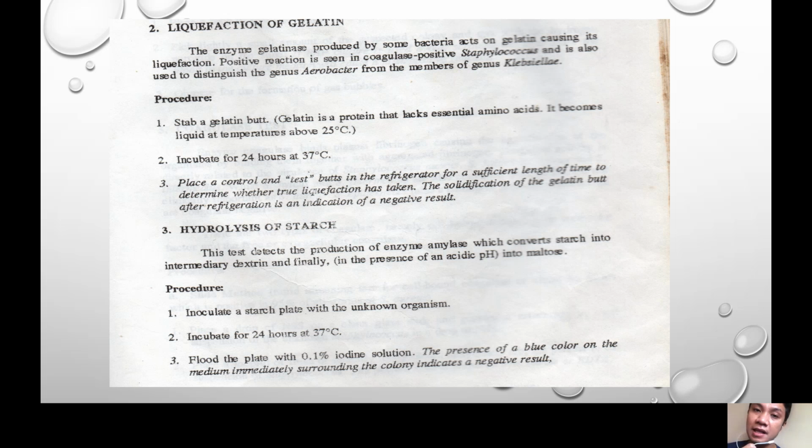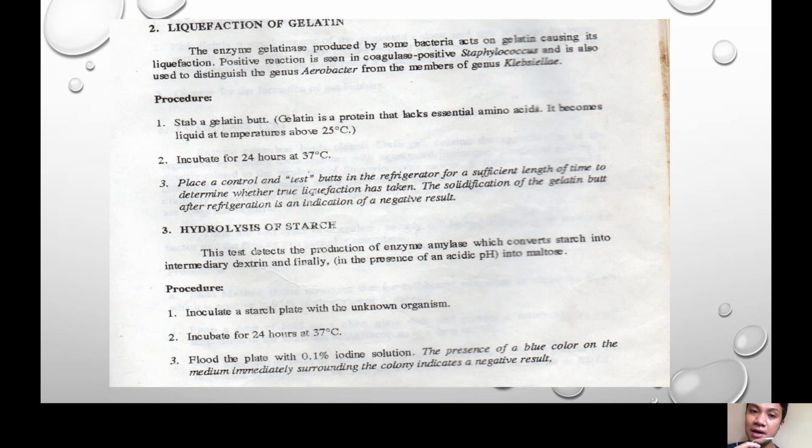Okay, the next one, we have your liquefaction of gelatin. This will identify the enzyme gelatinase. If your bacteria contains that enzyme, it will be able to liquefy your solid gelatin bath. All you need to do is inoculate your organism into your gelatin bath, and after that, incubate at 37 degrees Celsius for 24 hours. Then observe the liquefaction of your gelatin if your bacteria contains the enzyme gelatinase.